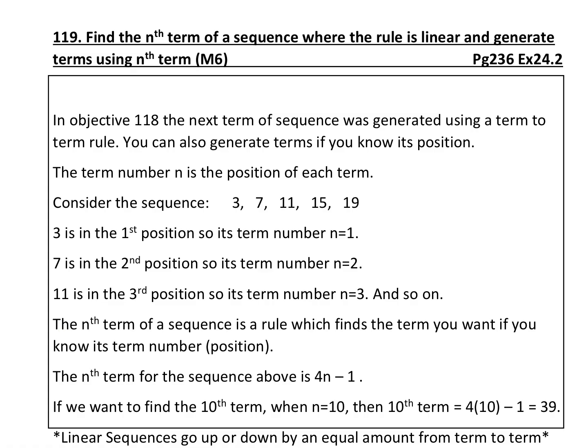The nth term of a sequence is a rule which finds the term if you want to know its term number or its position. The nth term of the sequence above is 4n minus 1. We'll talk about how to find that in a second. If we want to find the 10th term, so when n is 10, then the 10th term would be equal to 4n minus 1, 4 tens minus 1, which is 39.